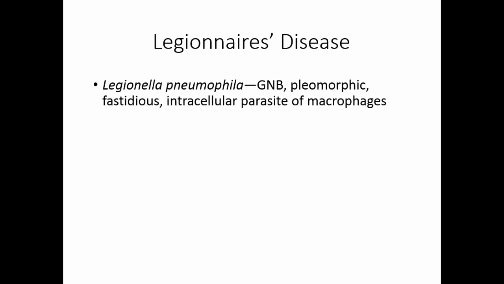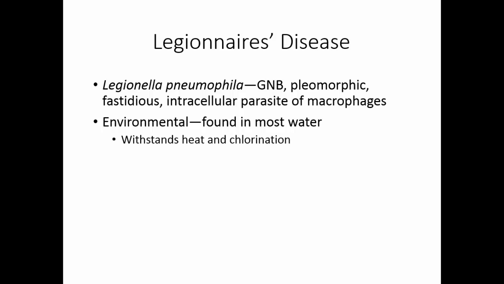Legionnaires disease got its name because it was first seen in 1976, the country's 200th birthday. It's caused by Legionella pneumophila, a gram-negative pleomorphic bacillus that's very fastidious, which means it's hard to grow, and it's an intracellular parasite of macrophages, meaning it can be ingested but then doesn't get killed. This organism is found in most water in the environment. It withstands heat and chlorination, and it's typically spread through aerosols of contaminated water.